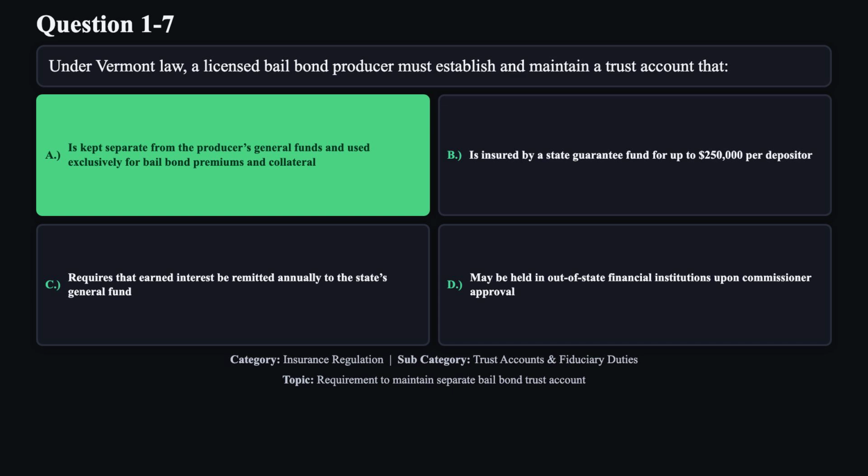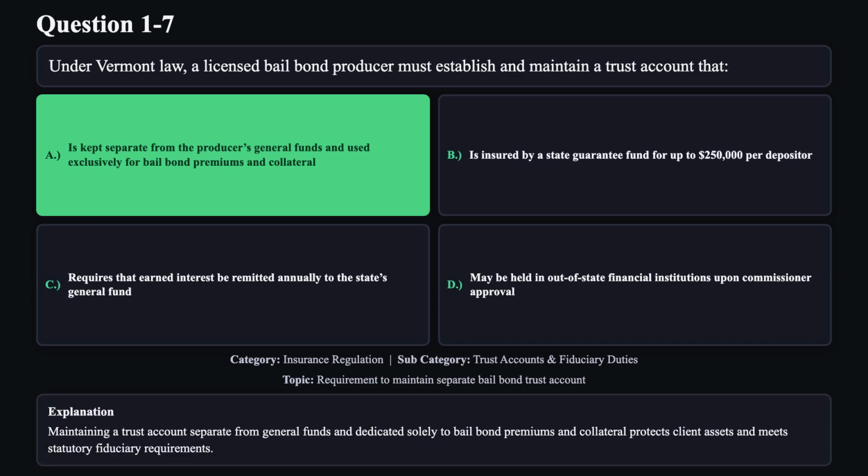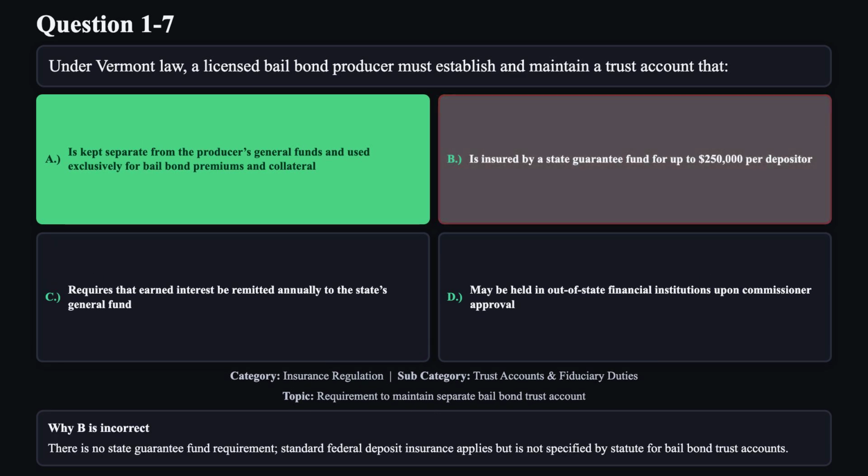The correct answer is A. Maintaining a trust account separate from general funds and dedicated solely to bail bond premiums and collateral protects client assets and meets statutory fiduciary requirements. Reason B is not correct. There is no state guarantee fund requirement. Standard federal deposit insurance applies but is not specified by statute for bail bond trust accounts.